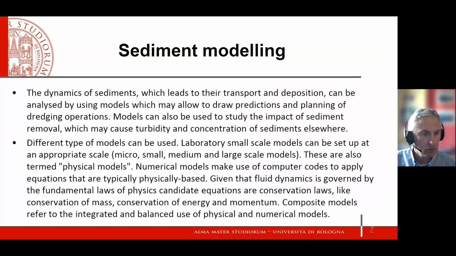We already discussed, but just briefly, physical models when we talked about the stability of rock and armor units. And in that case, if you remember, I introduced the discussion of the similarity, the problem of similarity. Similarity between what? Between the so-called prototype and the model. The prototype is the reality, is what we want to reproduce with a small-scale lab model.